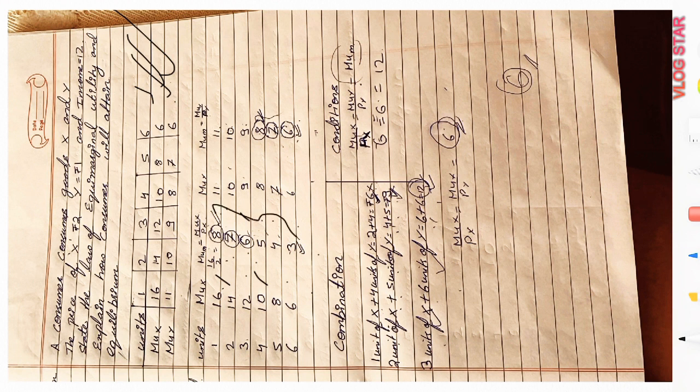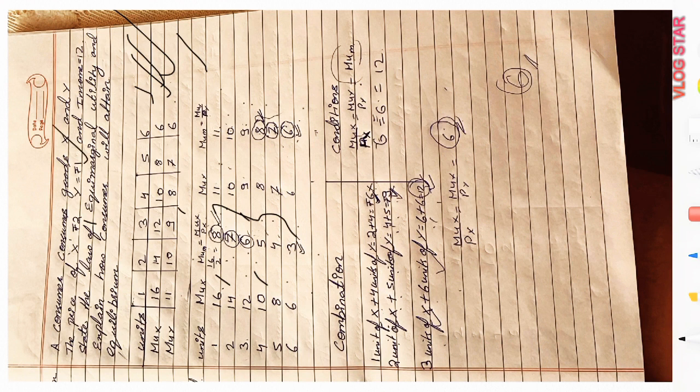Likewise marginal utility of Y: 11, 10, 9, 8, 7, 6. Over here MUY upon PY. So MUY divided by PY. How much is PY? 1. So 11, 10, 9, 8, 7, 6. So it will remain the same. Why? Because PY is 1 itself. Over here PX was 2. Over here PY is 1. I think you understood that.